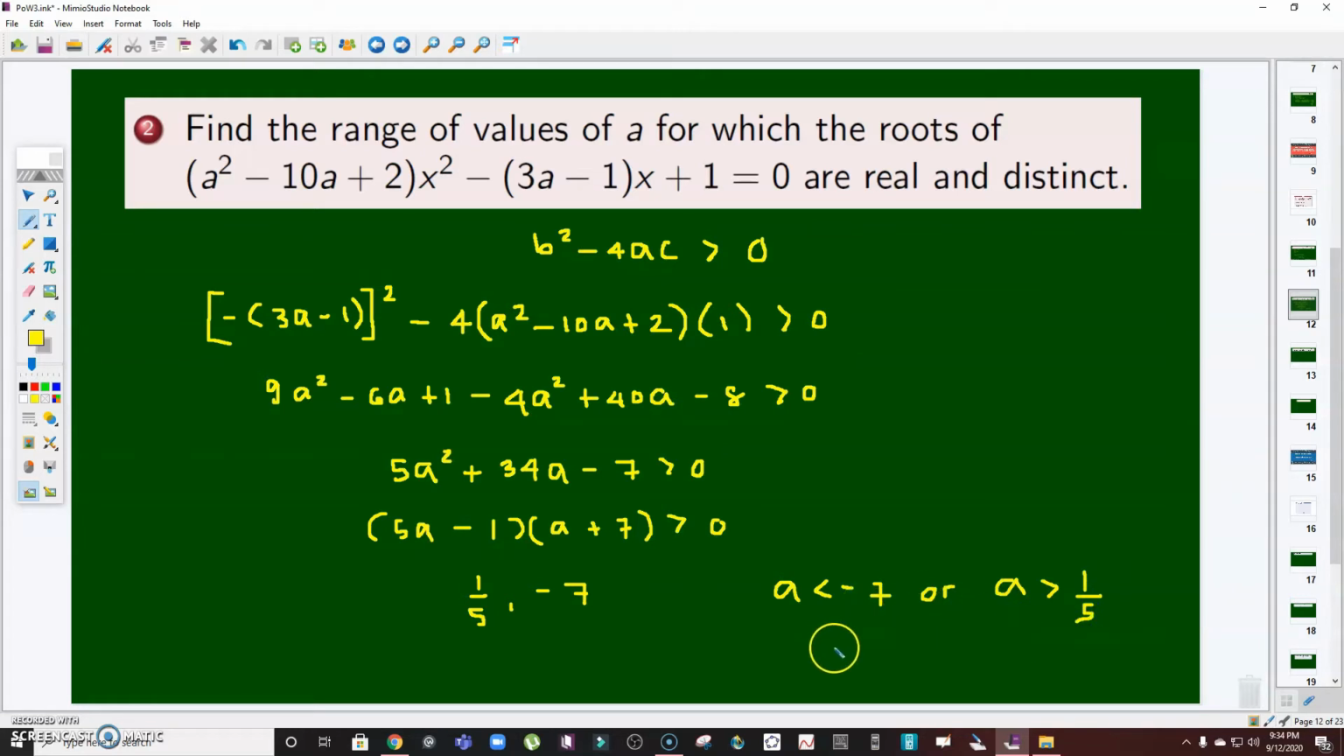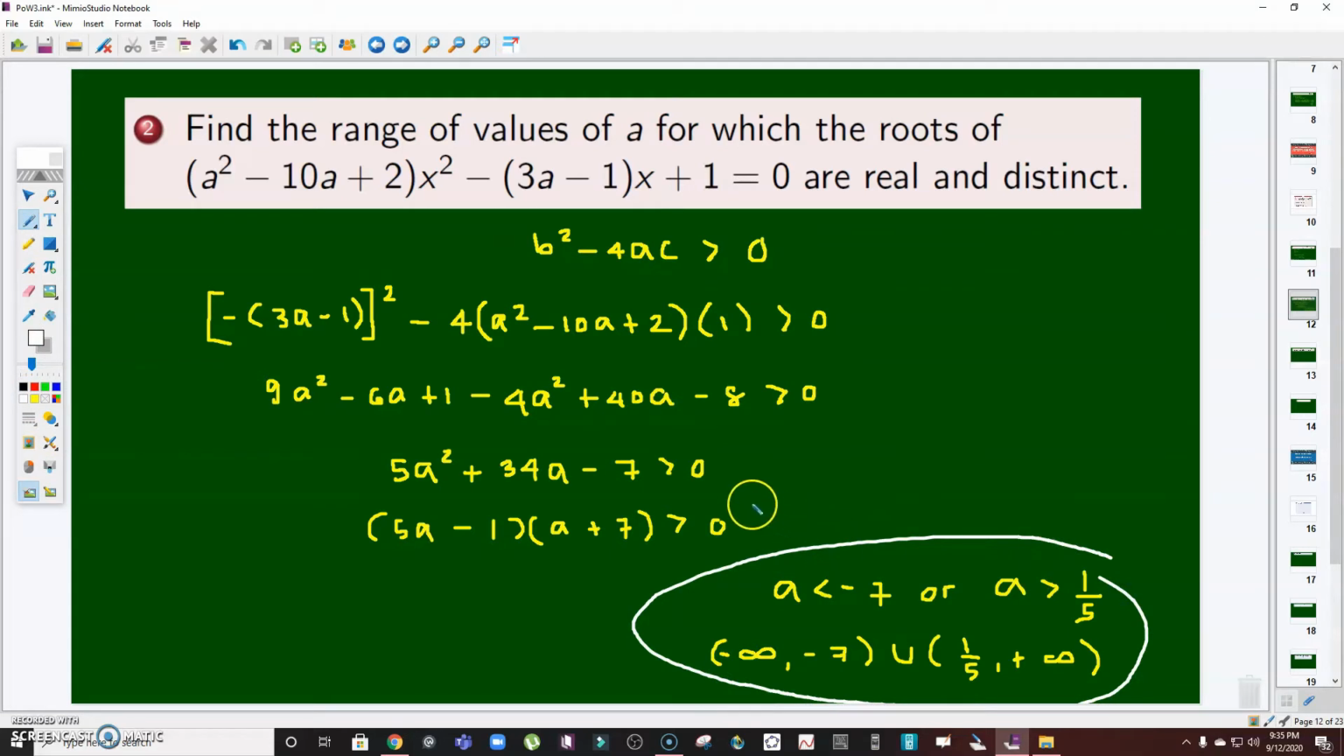Okay? Or in other notation, this is the same as from negative infinity to negative 7, union 1/5 to positive infinity. See that? So either of the two solutions will be accepted. So let me erase this. Okay? Once again, the answer is this.